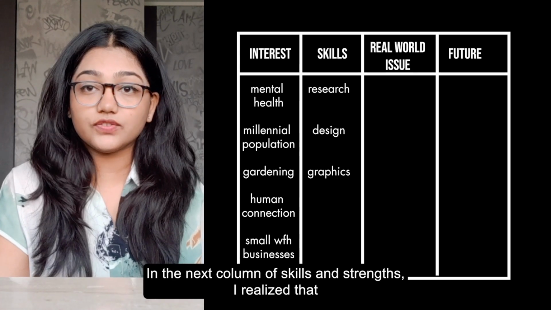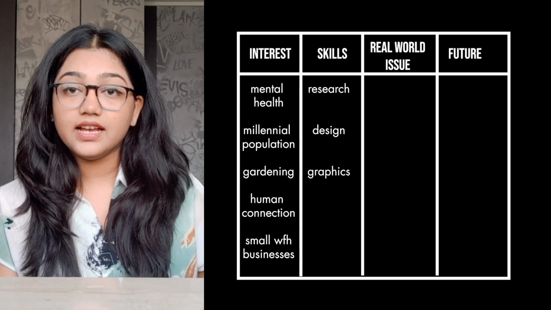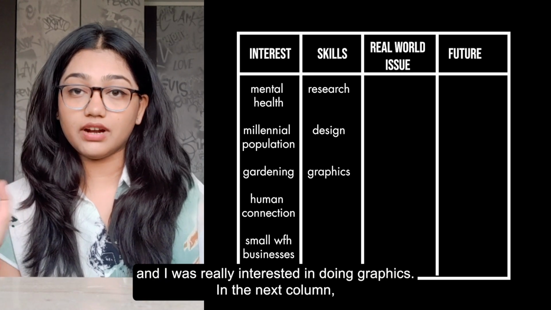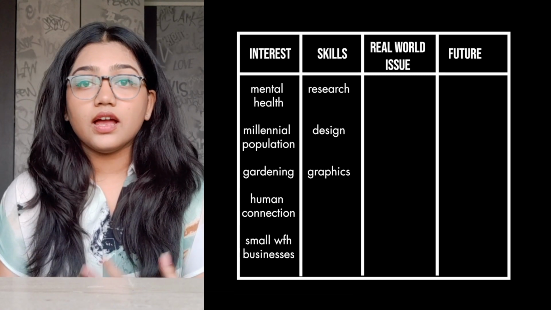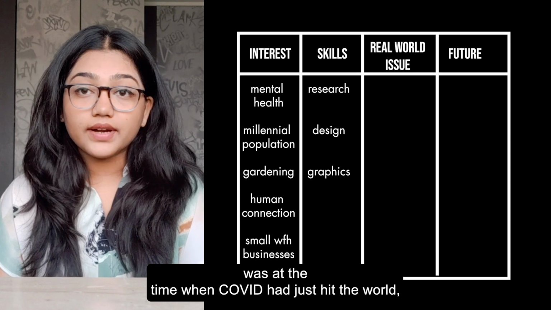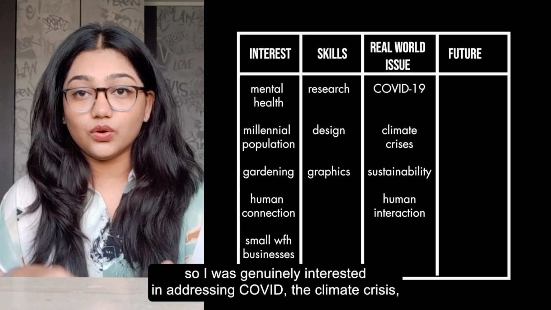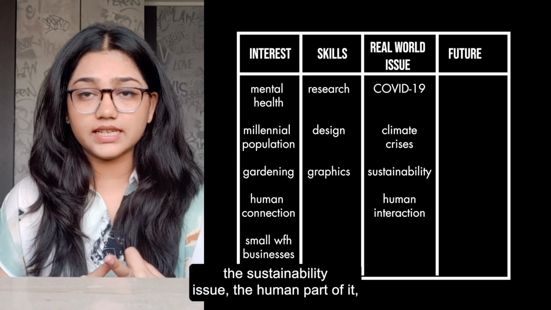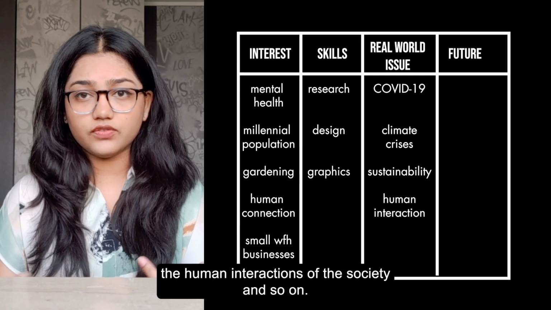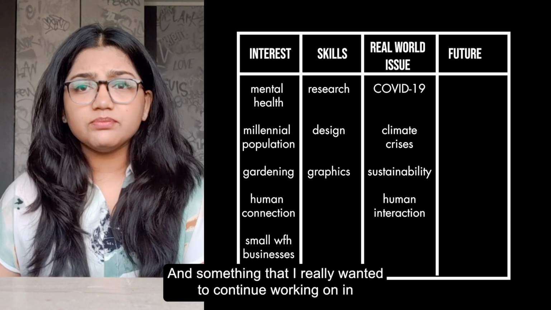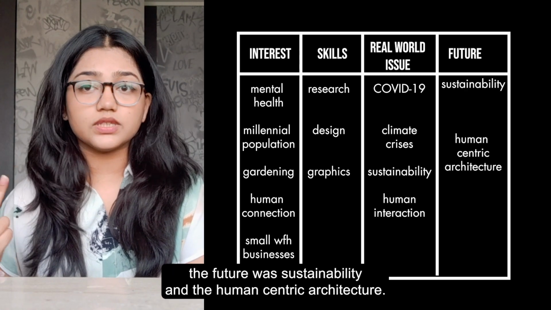In the next column of skills and strengths, I realized that my strength included research and design, and I was really interested in graphics. In the next column, the real world issues that I wanted to address. My thesis was at the time when COVID had just hit the world. So I was genuinely interested in addressing COVID, the climate crisis, the sustainability issue, the human part of it, the human interactions of the society, and so on. And something that I really wanted to continue working on in the future was sustainability and human-centric architecture.